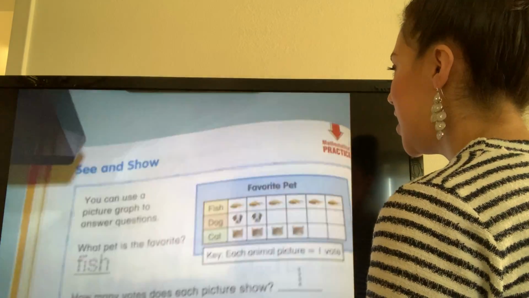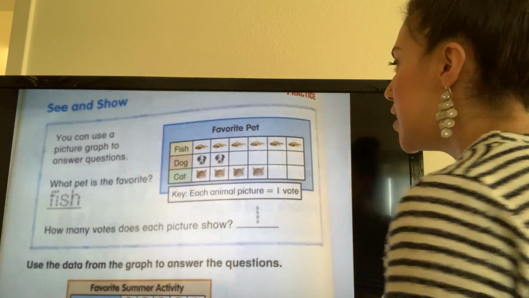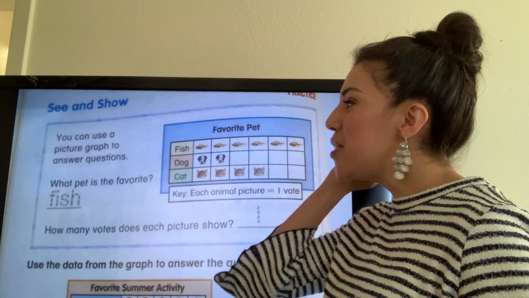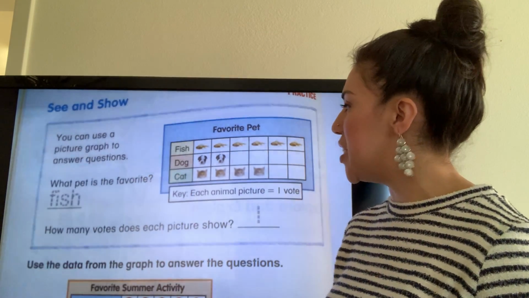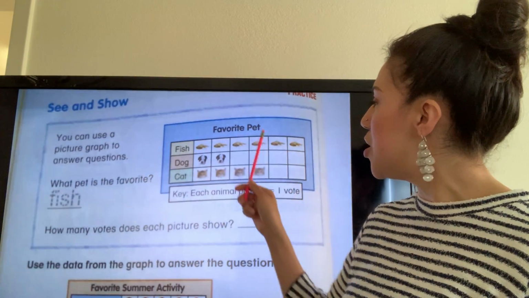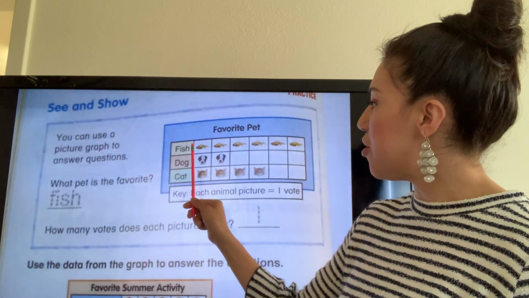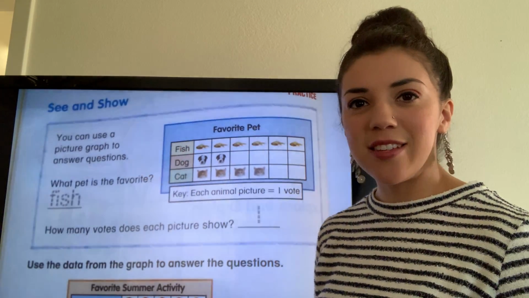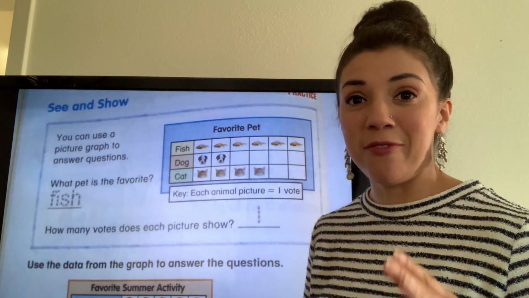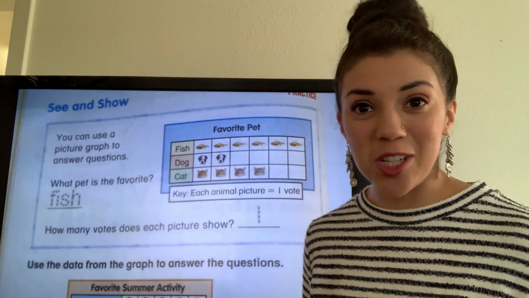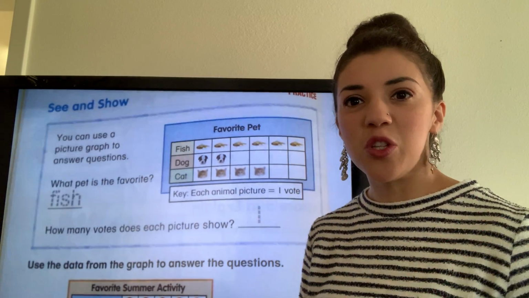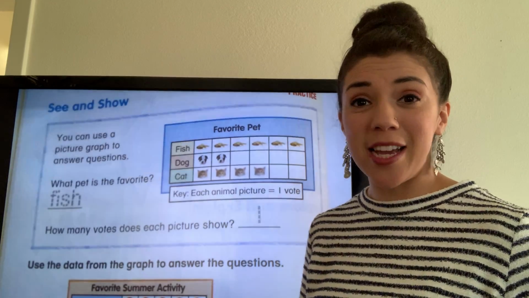See and show. So let's go ahead and read this part together. You can use a picture graph to answer questions. So what pet is the favorite? So here we have a chart with favorite pet. So our options are fish, dog, and cat. So let's go ahead and count how many preferred the fish. But before we count, let's go ahead and read the key first so we know how many people actually liked the fish. That's always the first thing that we should do so that we know how many people actually like fish.